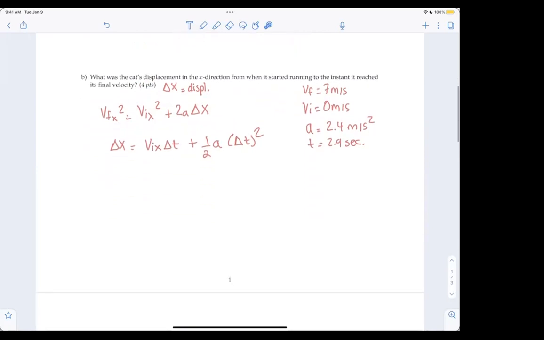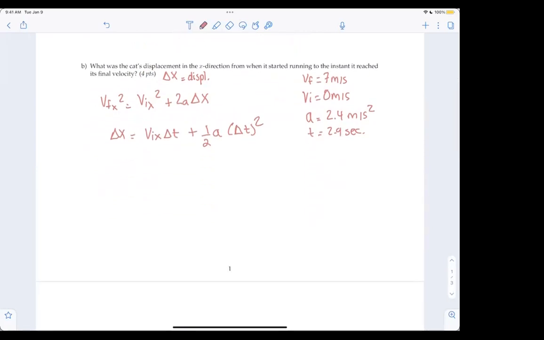So yeah, but coming back to solving this problem, right? So we have the VF squared equals VI squared plus 2A delta X. And we can go ahead and solve that. We have VF squared, so that's 7 meters per second squared. And then we have VI squared, that's 0 meters per second squared, plus 2 times our acceleration, which is 2.4 meters per second squared. And then times our delta X, and then we'll just solve for that algebraically. So let me know what you got for delta X.